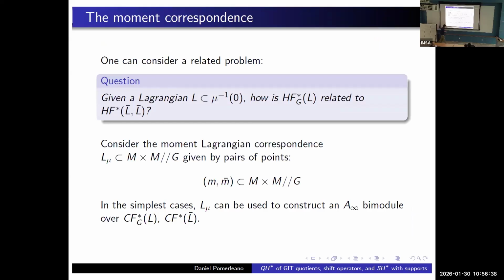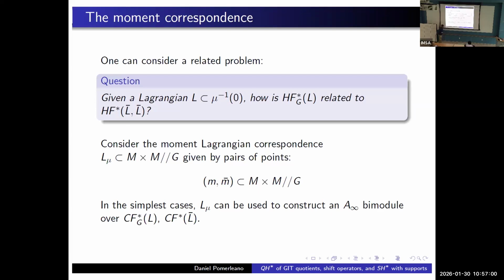But I want to look at this from a symplectic point of view, and from the symplectic point of view, one wants to consider a much more general problem. So let's say we have a Lagrangian. Again, I'm assuming that the action is free on mu inverse of 0.